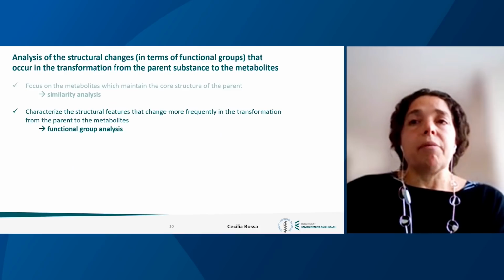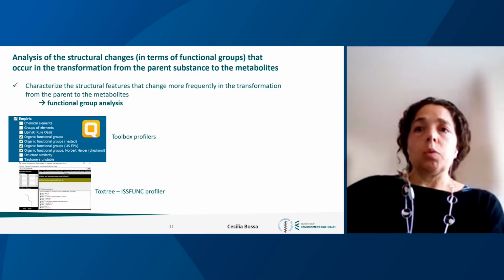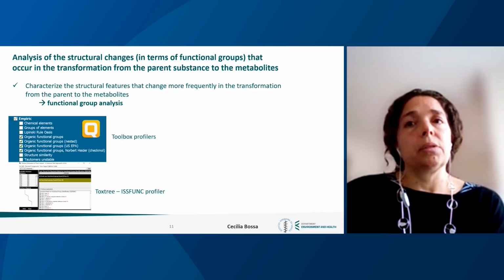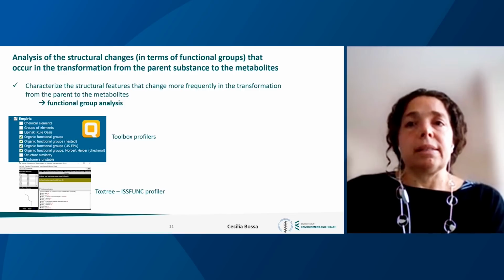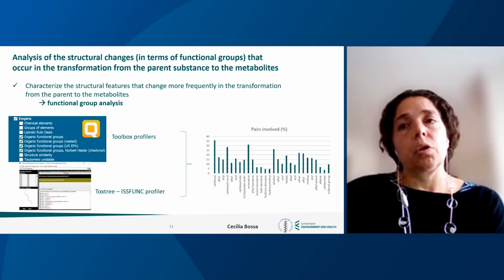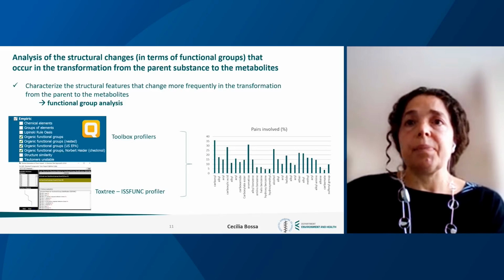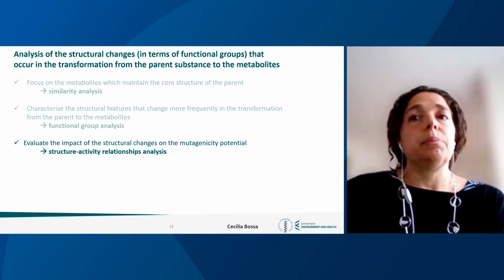In the next step, we described each chemical in terms of structural features. The chemical group's composition for each chemical was obtained with the structural characterization profilers from the software Tox3 and QSAR toolbox. The results from the two softwares were then adapted and merged from the matrix of active substance metabolites filtered for similarity and described in terms of chemical functional groups. We then computed the structural changes occurring more frequently in the transformation from active substance to metabolites. We then evaluated the impact of these structural changes on the mutagenicity potential.